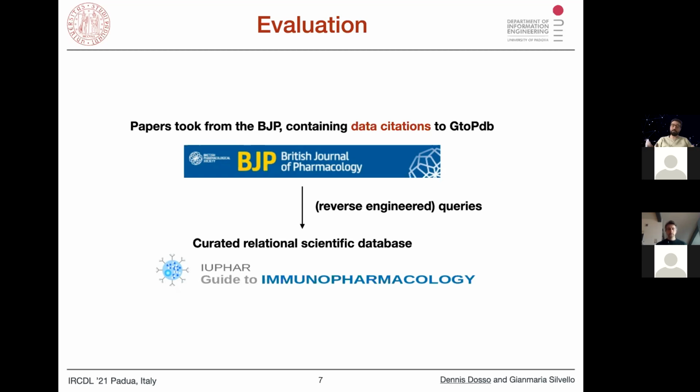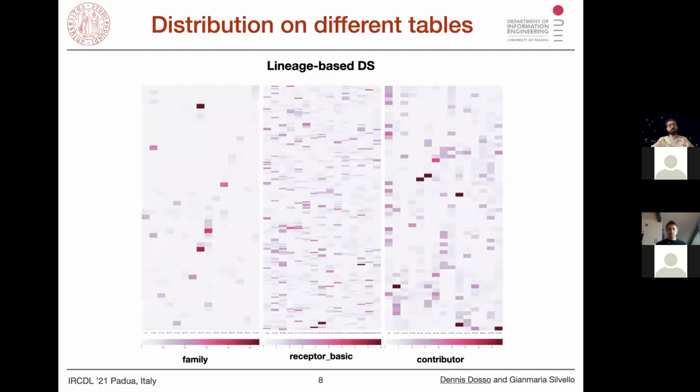It is mandatory. So we can use these URLs to reverse engineer the SQL queries that are used to automatically produce the web pages of IUPHAR. So with this process, with a little bit of reverse engineering, we can obtain something which is as close as possible to real-life queries, to real-life data citations. And so we perform our computations, and this is one of our outputs.